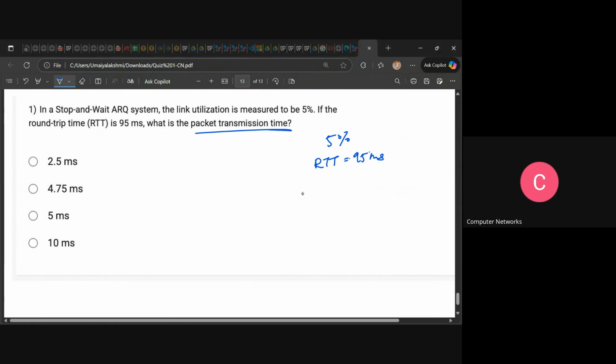So for the link utilization, what are the things we have to take? Packet transmission time divided by packet transmission time plus RTT. So here we have to find this packet transmission time, right? So I have to invert it. Here the utilization is 5%, which means 0.05 is equal to PTT divided by PTT plus the RTT, which is 95 milliseconds, the round trip time.